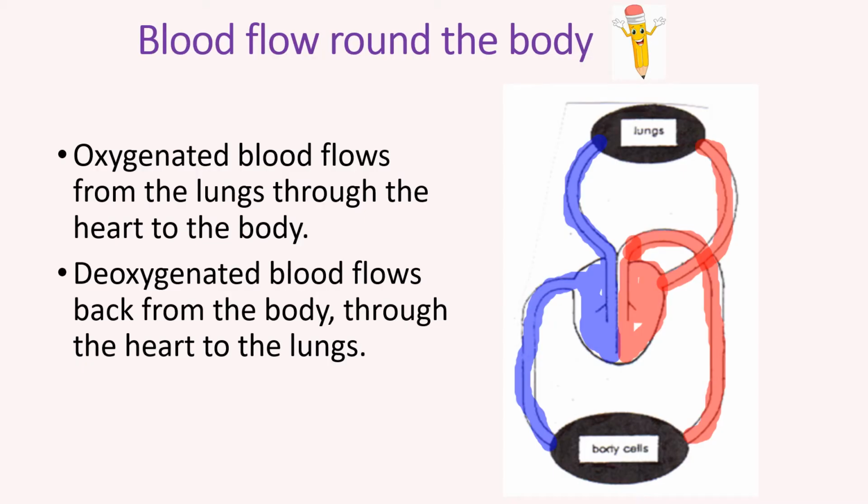So how does the blood flow around the body? The oxygenated blood flows from the lungs through the heart to the body. The deoxygenated blood flows back from the body through the heart into the lungs. So our deoxygenated blood comes into the heart, then it goes to the lungs to get oxygenated, and then it returns to the heart oxygenated, and then it's pumped around the body, and then the body uses all of the oxygen, and then it's taken back to the heart, and then it's taken to the lungs and so forth.